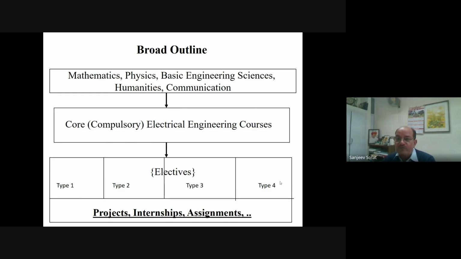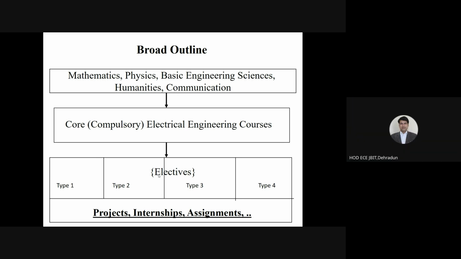So this is what we say are the broad guidelines as far as designing a curriculum is concerned. Now, this is true for the new education policy also, because these days there is a lot of emphasis upon elective courses. What they expect is that you should have a basket of electives.